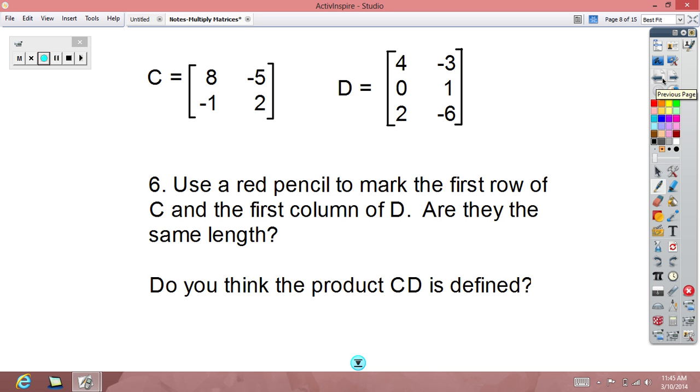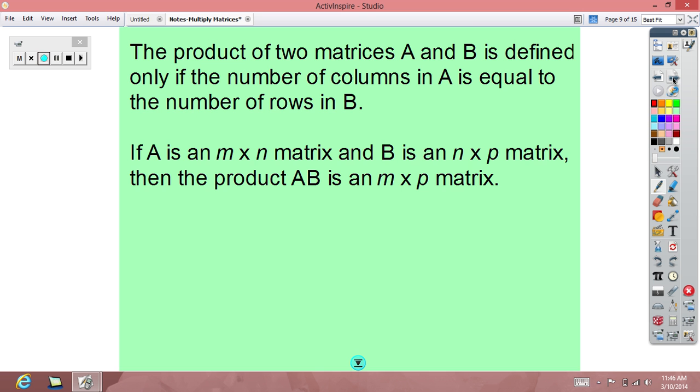So we talked before in the last about dimensions at the beginning there. So I'm going to use a red pencil to mark the first row of C and the first column of D. So here's the first row. If I want to multiply them together, first column, are they the same length? Well, no, right? This one has 2 and this one has 3. So this is no. Do you think the product of CD is defined? Meaning, can I multiply if they have different lengths here? This one's 2, this one's 3. So this one's no. The product is undefined. Okay? And so what we're going to look at is when can you and can't you multiply?